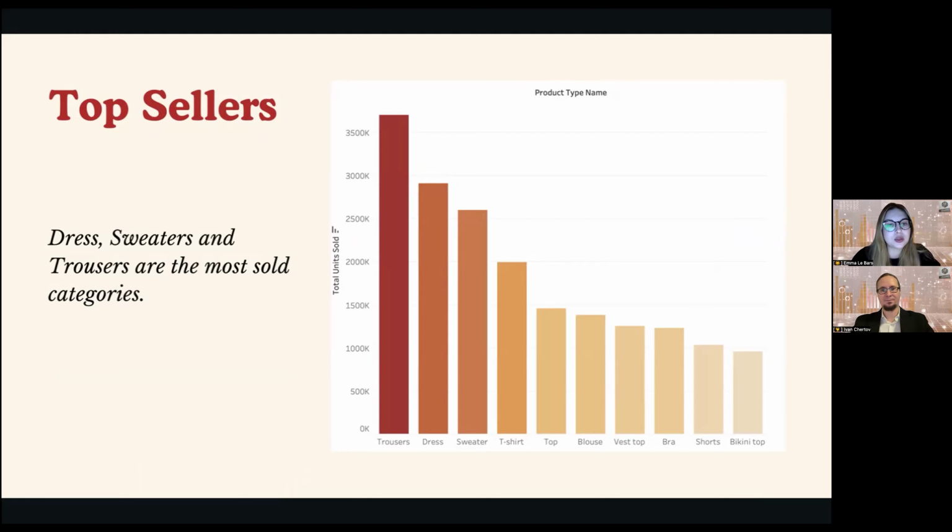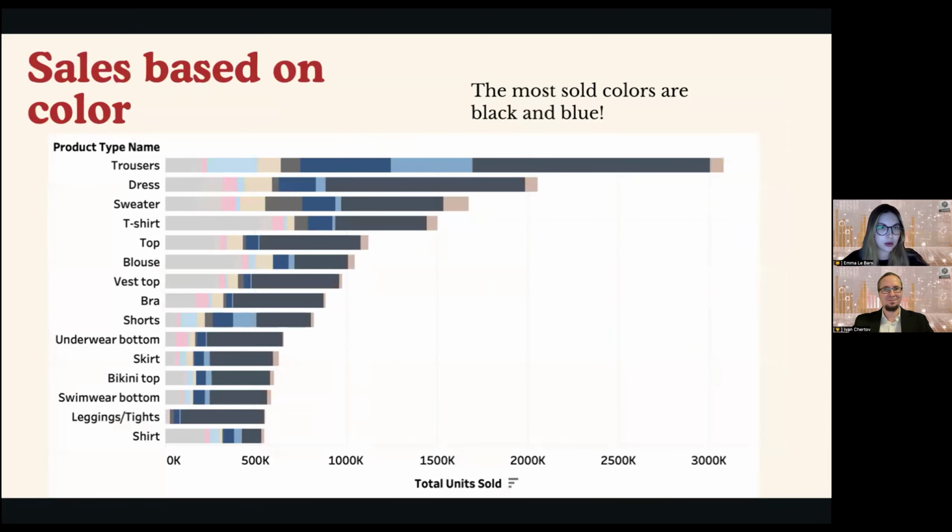Then we took a look at the best-selling category of items. As we can see, dresses, sweaters, and trousers are the most sold categories, and they consistently dominate the amount of units sold. So these items account for the largest share of units sold, making them a key focus for inventory planning and demand forecasting.